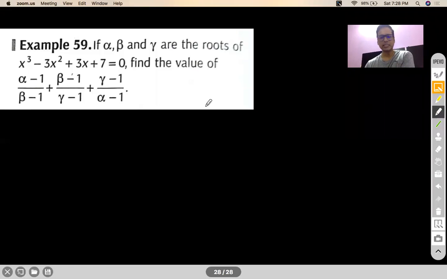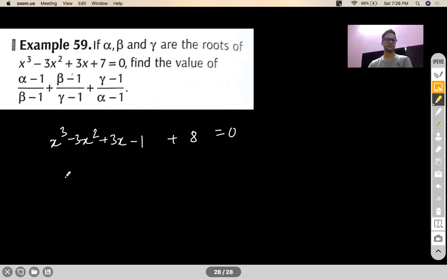Okay. Now see here, this term that you have, I will write it like this. See what I did? This 7 here, I wrote it as minus 1 plus 8. Now why did I do that? It is because this will become x minus 1 cube.